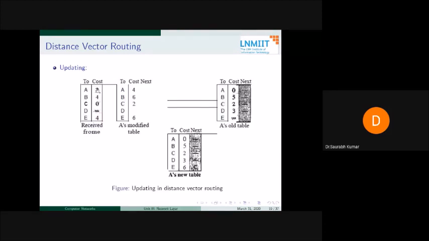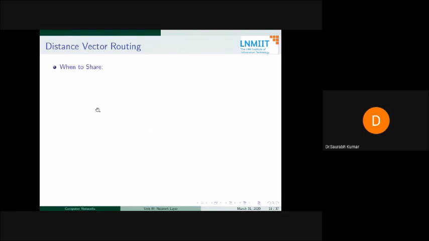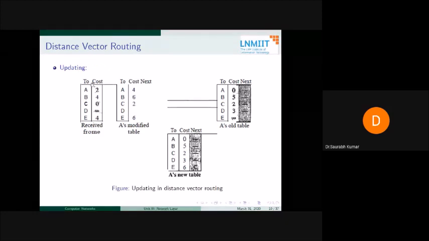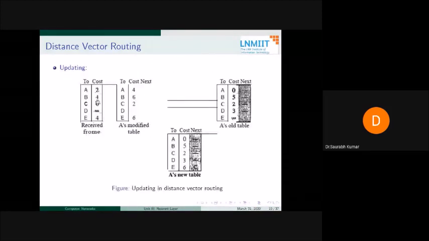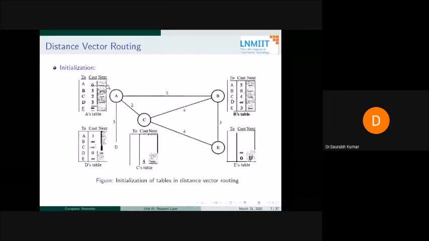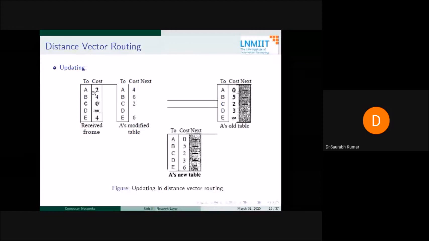You see that initially A receives from C. This particular table is received by A from C. So you see, C has 2, 4, infinity, 4. Now you see, to A 2, to B 4, to C 0, to D infinity because C cannot reach D, and to E 4. So A has received the routing table of C.